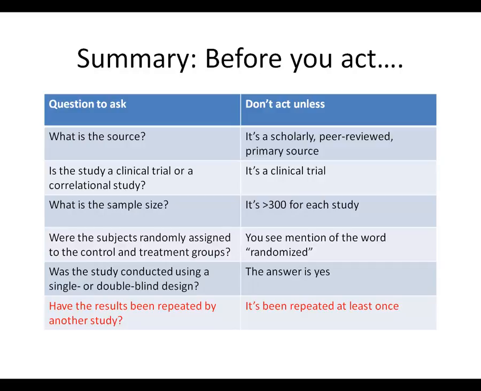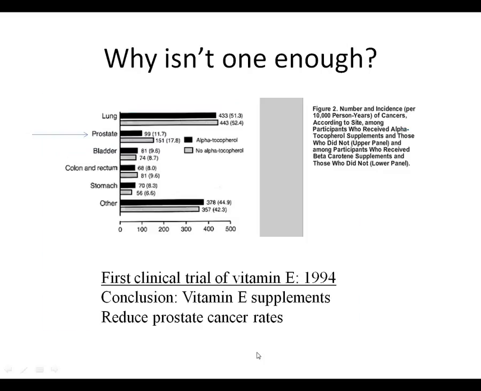You have to repeat the study multiple times with multiple investigators, multiple populations, and only when you have multiple studies that all end up with the same result can you know that this particular cause and effect relationship applies broadly to the population and it's not just a freak occurrence. So never rely on a single study. Let me show you an example of why one is not enough.